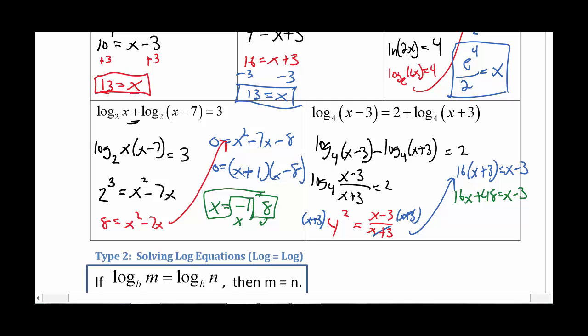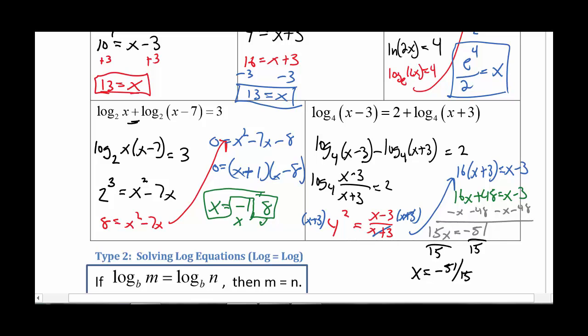All right, and then we want to get like terms on the same side, so we'll subtract x on both sides. We'll also subtract 48, so we can move that over. And so I get 15x equals negative 51. And now we want to divide by 15. So I temporarily get x is negative 51 over 15.